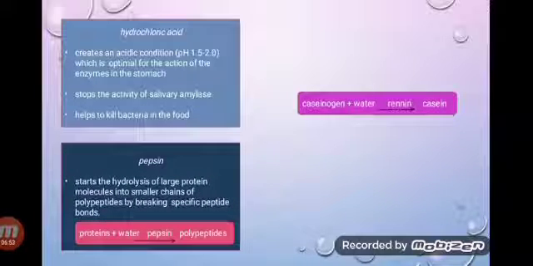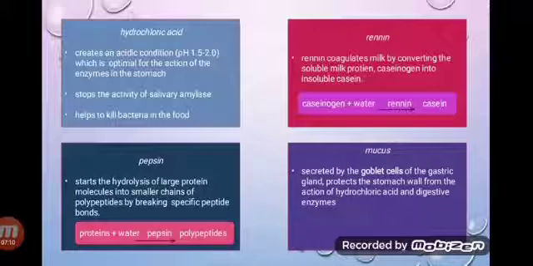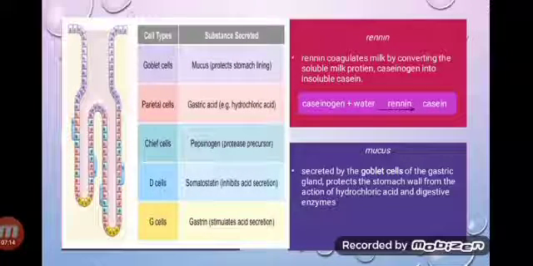Pepsin starts the hydrolysis of large protein molecules into smaller chains of polypeptides by breaking specific peptide bonds. Renin coagulates milk by converting the soluble milk protein caseinogen into insoluble casein, and mucus, secreted by the goblet cells of the gastric gland, protects the stomach wall from the action of hydrochloric acid and digestive enzymes.